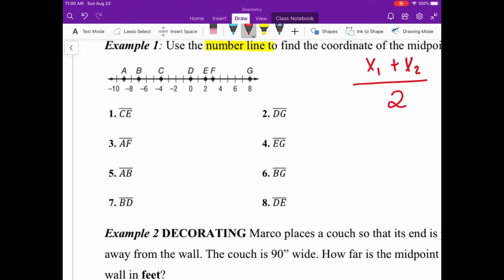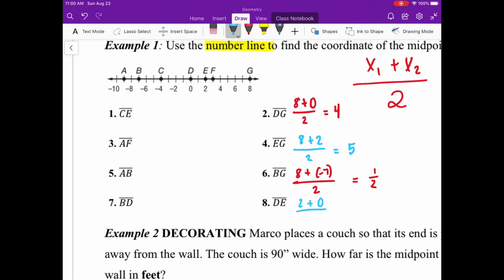Okay, hopefully you tried 2, 4, 6, and 8. I'm going to go over the answers right now. So number 2, you should have gotten 8 plus 0 divided by 2. Your final answer is 4. For number 4, you should have gotten 8 plus 2 divided by 2. So your final answer is 5. Number 6, 8 plus a -7 divided by 2. So your final answer, 1/2. And number 8, 2 plus 0 divided by 2 equals 1.